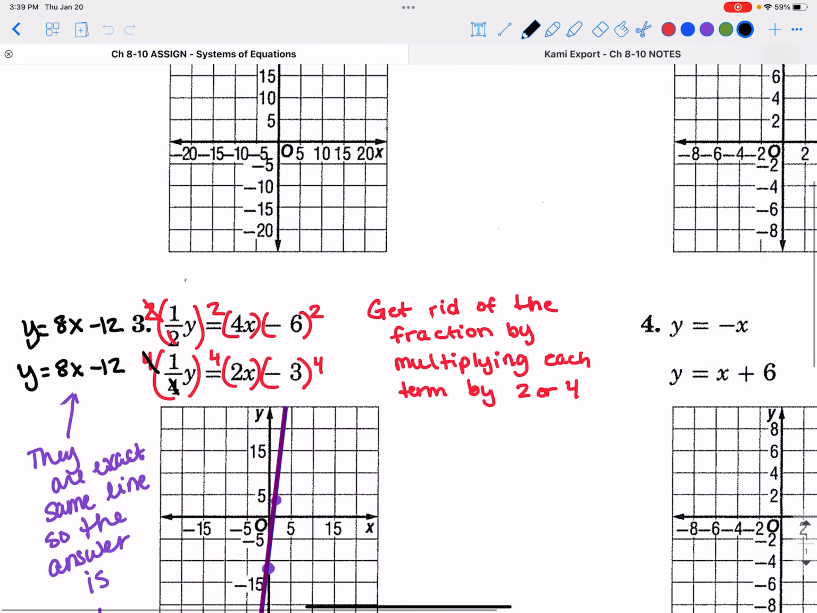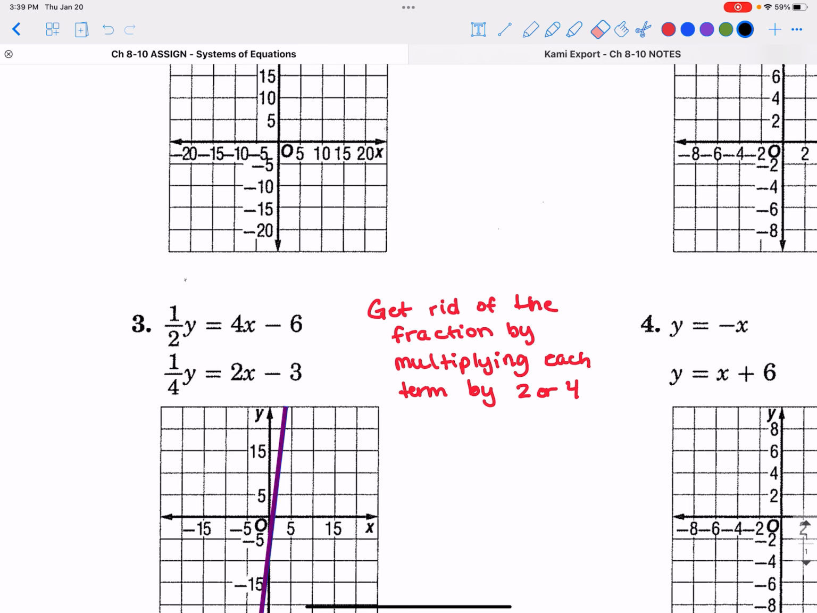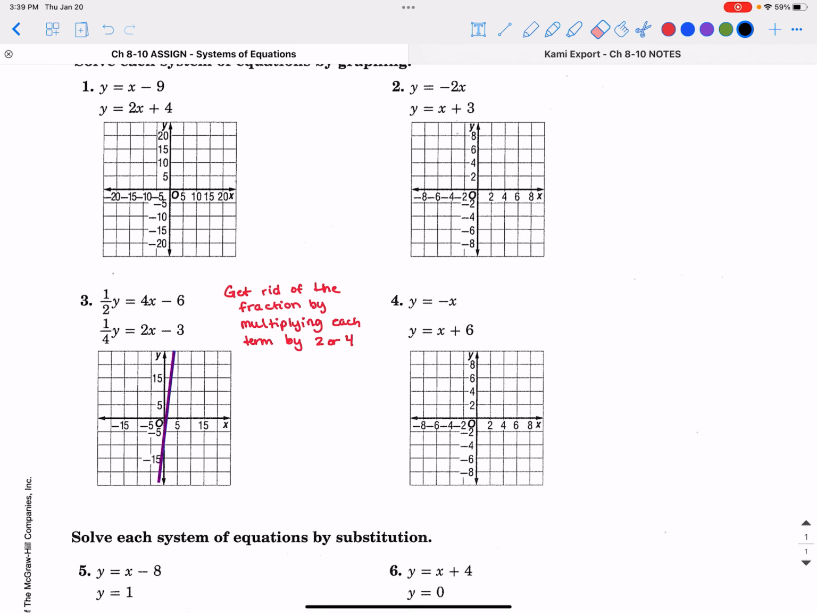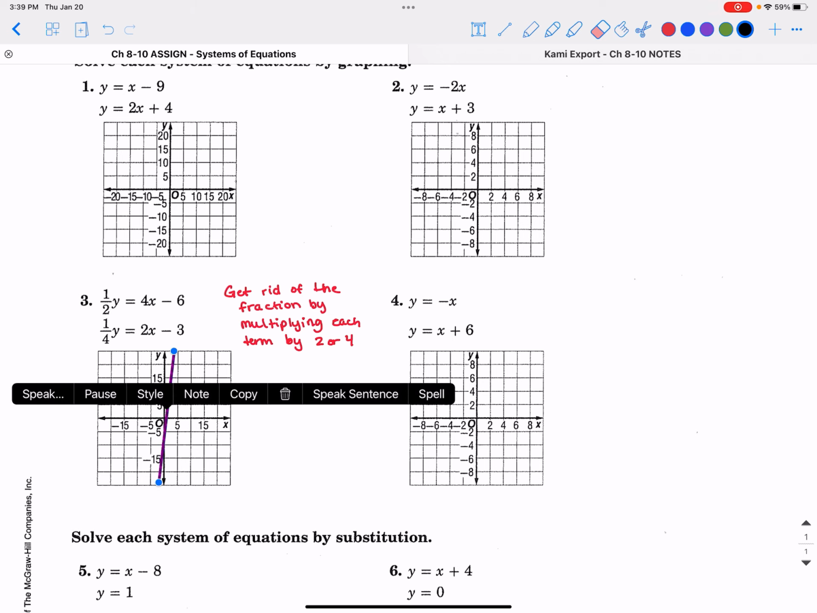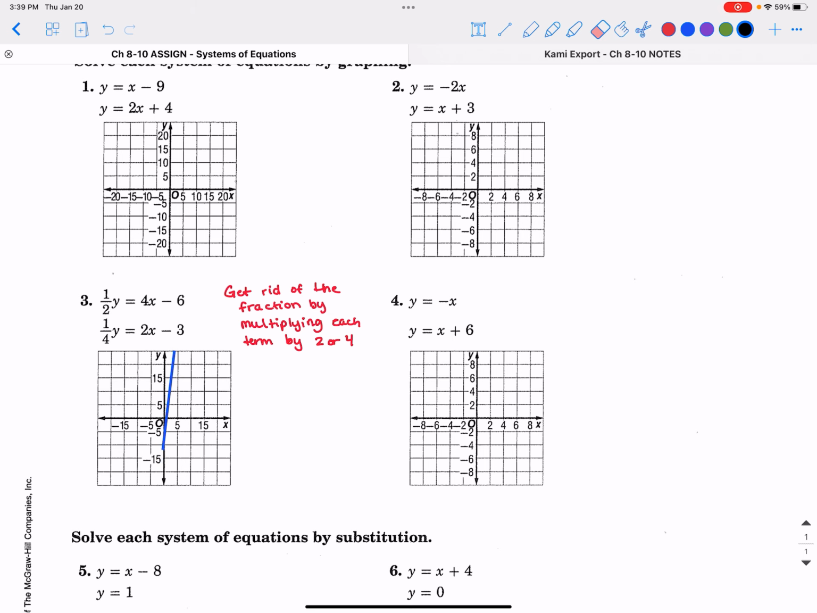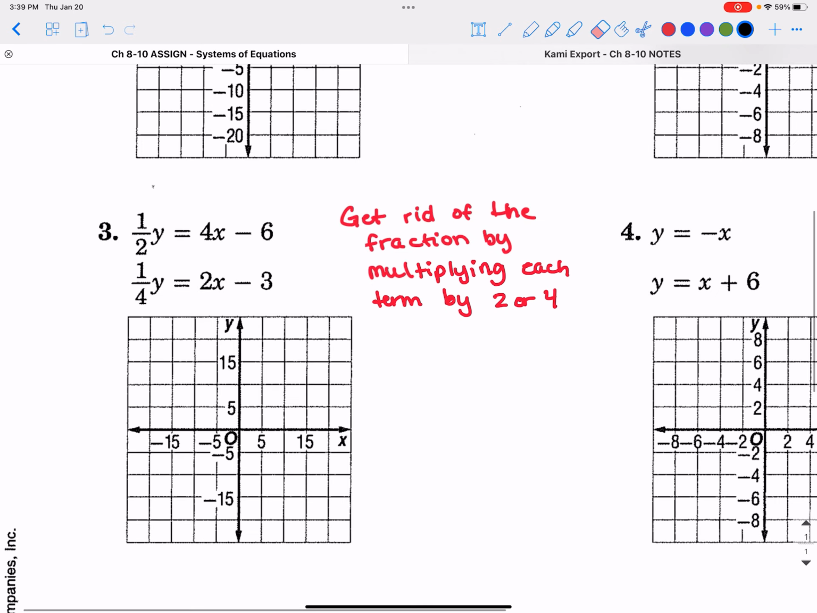Now let's do this. I made a note here that when you have a fraction like this, you really want to get rid of the fraction, especially when it's on the y, because you can't really graph this until you have it in y equals mx plus b. And right now, in both of these equations, the y is not by itself. So you need this in just plain old y equals mx plus b.